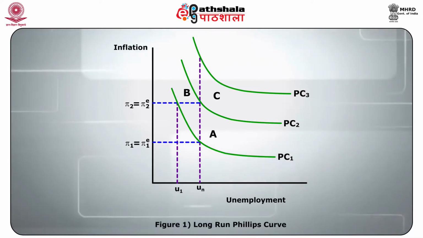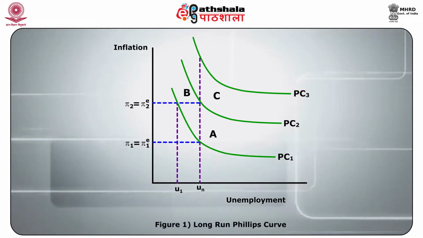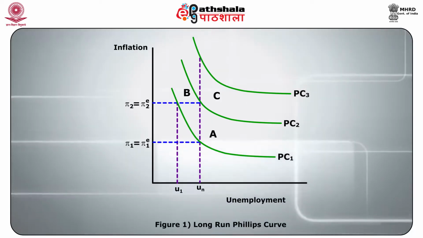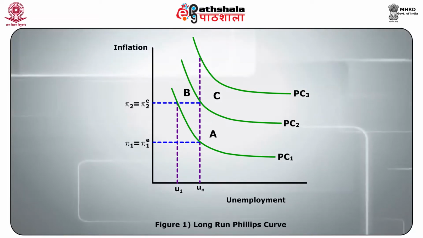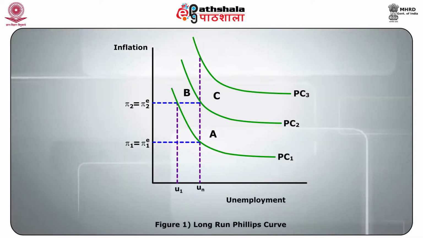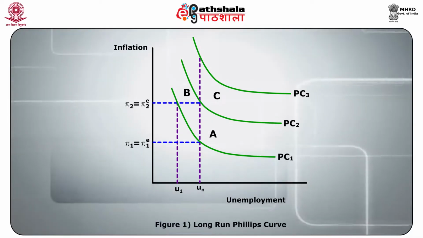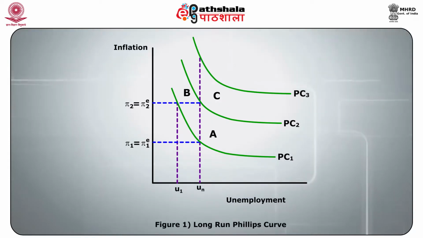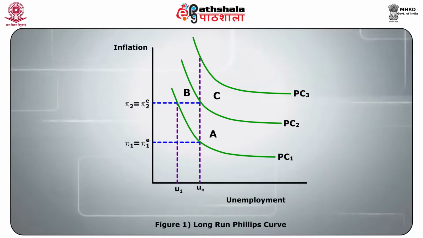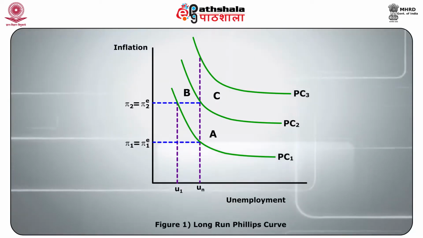For example, PC1 is drawn with expected inflation of pi 1 to the power e. At point A, when actual inflation is pi 1 equals expected inflation, that is pi 1 to the power e, unemployment is at the natural rate, that is at un. Suppose there is a growth in the nominal money supply which takes the economy to a short run equilibrium point B, resulting in lowering the unemployment rate to U1 and increasing the inflation rate to pi 2.